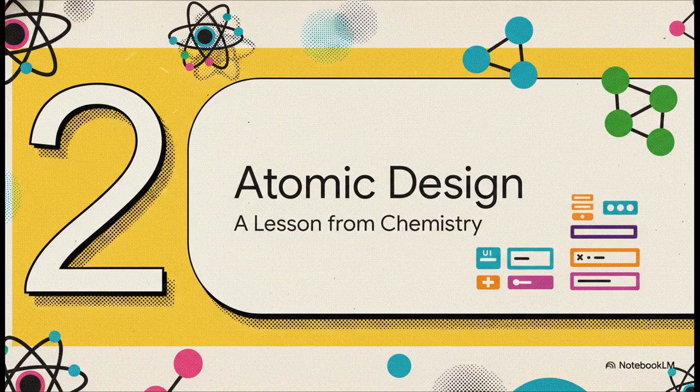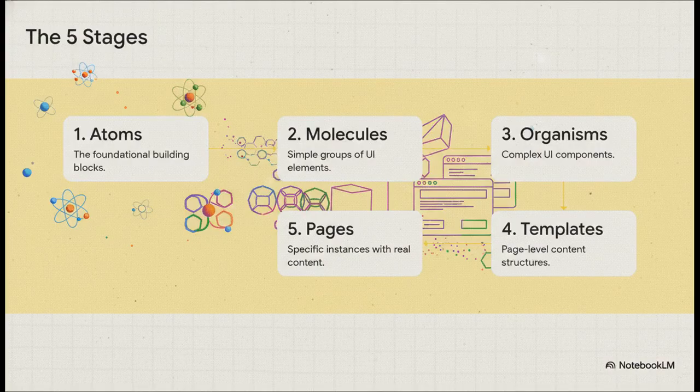Okay, so how do we actually bring some order to all this chaos? Well, the most powerful solution out there comes from a guy named Brad Frost. It's a methodology called atomic design. And to really get it, we're going to have to go back to high school chemistry. Yeah, you heard me right, chemistry. So atomic design gives us this super clear 5-stage hierarchy. You can see how it builds on itself, right? It goes from these tiny abstract pieces all the way up to the final concrete thing a user sees.